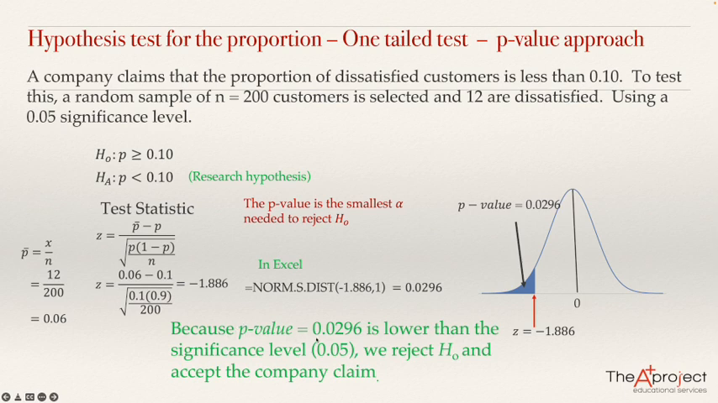So because the p-value is 0.0296, lower than the significance level 0.05, we reject the null hypothesis and accept the company claim. The company claim was the alternative hypothesis. There is enough statistical evidence to reject the null hypothesis and accept the claim of the company, that the proportion of dissatisfied customers is less than 10%.